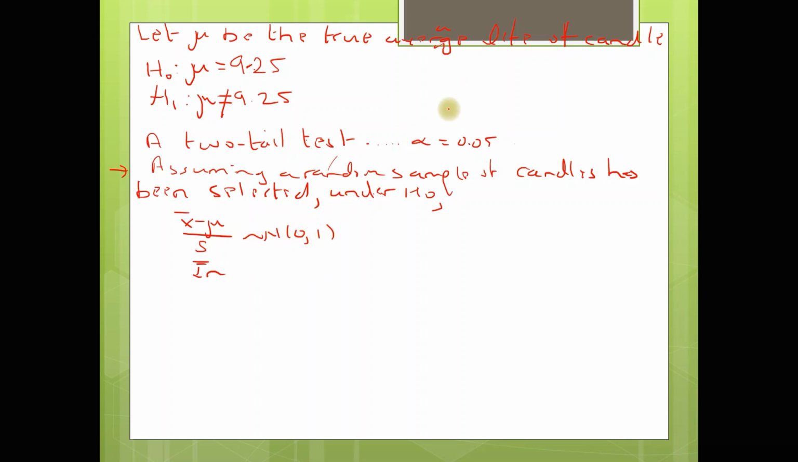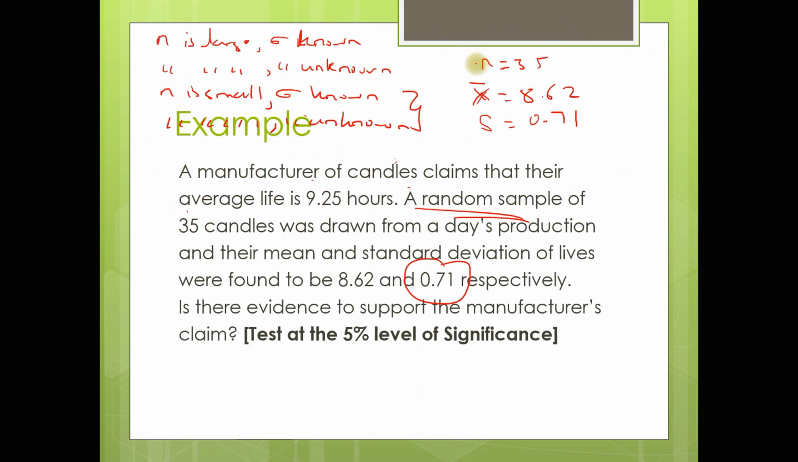Why? Because of what we explained in the confidence interval. For that specific context we explained earlier, I just explained it to you here. If n is large and sigma is unknown, we are going to use the z, the normal distribution. For this one, normal.